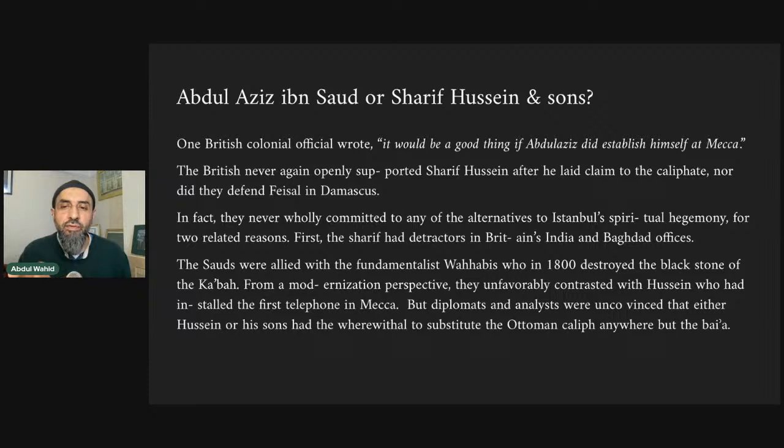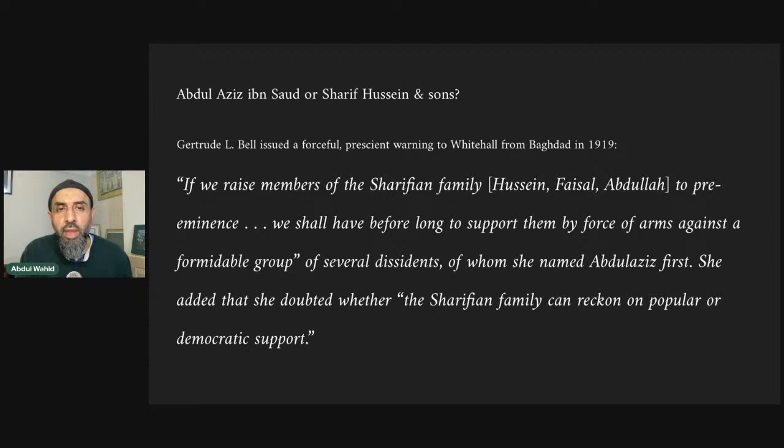So Britain had this mixed view about whether or not they should be backing an Arab Khilafah or no Khilafah in the region. Ultimately, they gave their backing to the Saudis, who they supported in establishing a kingdom. Gertrude Bell, who was a travel writer and British spy within the Ottoman Khilafah and in the aftermath in the Arab world, was personally acquainted with the Sharif family, particularly Faisal. She wrote from Baghdad to Whitehall in 1919, if we raise family members of the Sharifian family, Hussein, Faisal, Abdullah, to preeminence, we shall have before long to support them by force of arms against the formidable groups of several dissidents, who she named, Abdul Aziz first. So she doubted whether the Sharifian family can reckon on popular or democratic support.